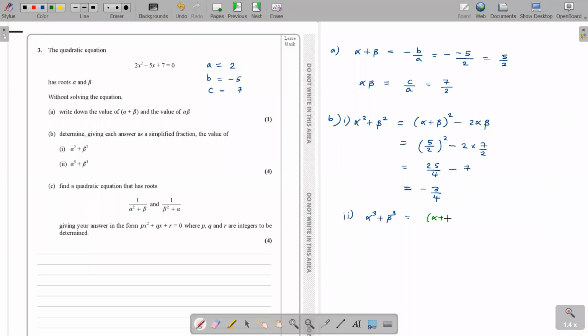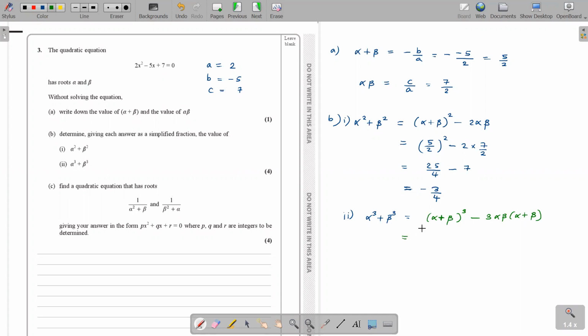The formula for alpha plus beta cube that they have provided is (alpha plus beta) to the power 3 minus 3 alpha beta times (alpha plus beta). Again, this formula is given to you, not in the formula book, but in your textbook in this particular chapter, chapter 2. So let's input the values.